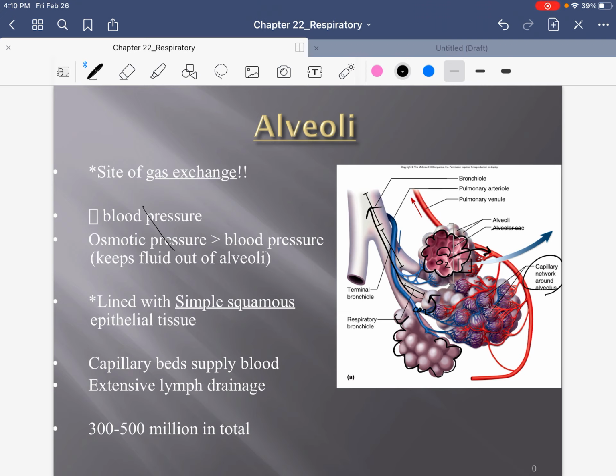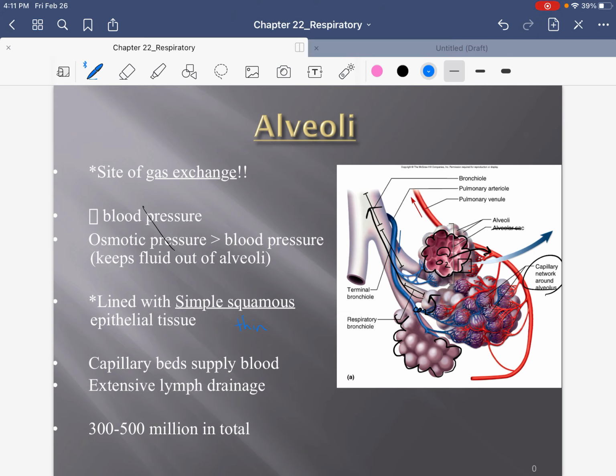Don't worry about these things yet. We're going to talk about that later. I do want to remind you that lining the alveoli is a very thin lining made up of simple squamous epithelial tissue. That's a good thing because it's thin, which means it allows for exchange through it.